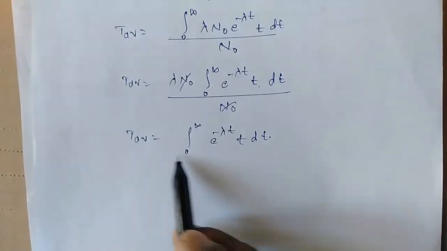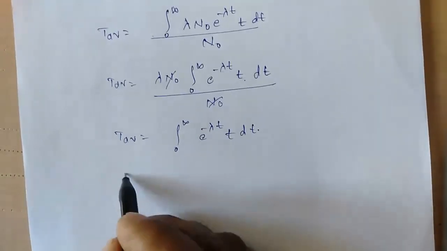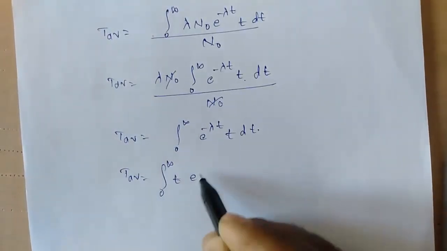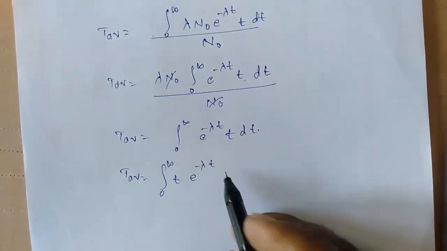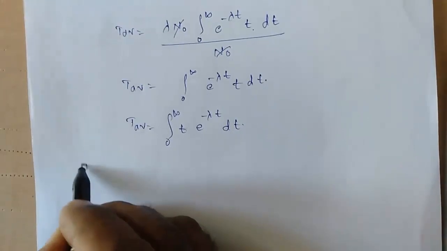So T average is equal to lambda times the integration from 0 to infinity of t into e to the power of minus lambda t into dt. Now we have to integrate this with integration by parts. So I'll rewrite this equation: T average is equal to the integration from 0 to infinity of t into e to the power of minus lambda t into dt, and we integrate this by parts.